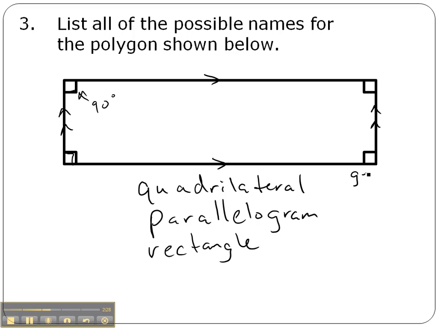These names go from most general to most specific. Actually, polygon would be the most general name, but they've already given us that one. Okay, there are the 3 names.